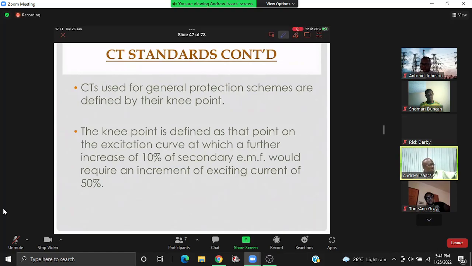So we can have CTs for general use, whose operation is defined by the knee point. By a knee point, that's the point on the curve where, if you think of magnetizing a piece of material, and of course I am sure you would have gone through the cycles for a magnetic cycle, you're familiar with what we call the hysteresis loop, right? Yes or no?